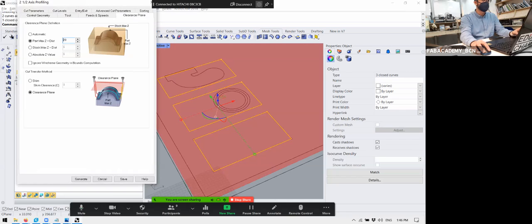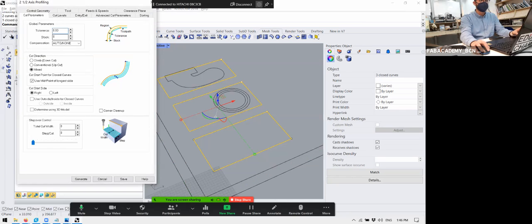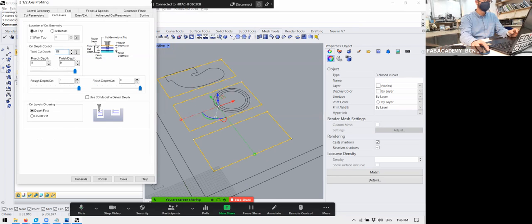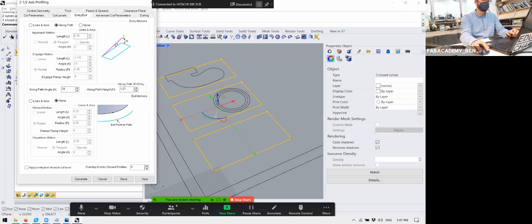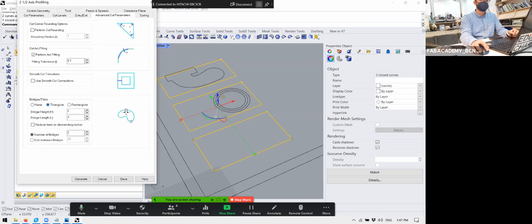Clearance is already okay. Cut parameters. Here's what changes. Outside. We need to choose outside. We want to keep the part. Cut levels. Again, 15 millimeters. Steps of 3 millimeters. Entry, exit. Along path. None. Bridges. We want rectangular bridges. 3 bridges for each part.